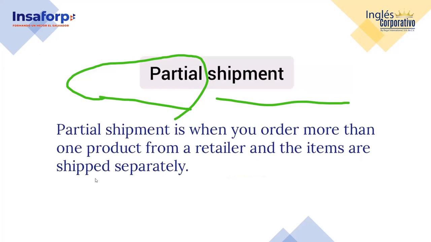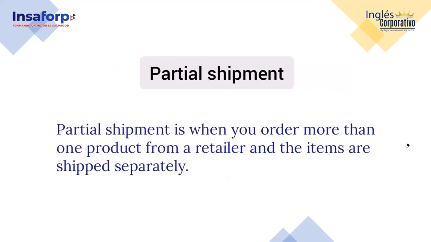Then we have partial shipment. Partial shipment. What is the partial shipment? What is shipment first? What is shipment? Pedido. Ah, but shipment, what is the word shipment? Orden. But shipment is the process of, how can I say, the means of transportation that you are going to have for having the product. That is the shipment.